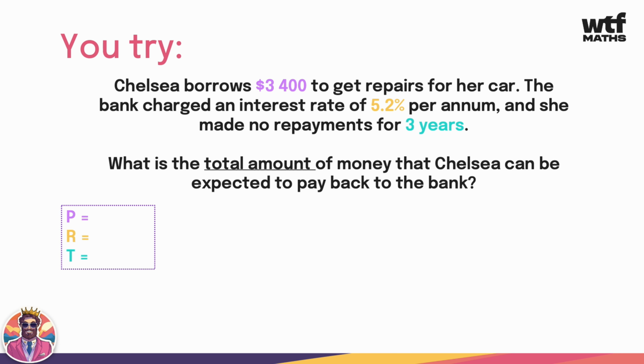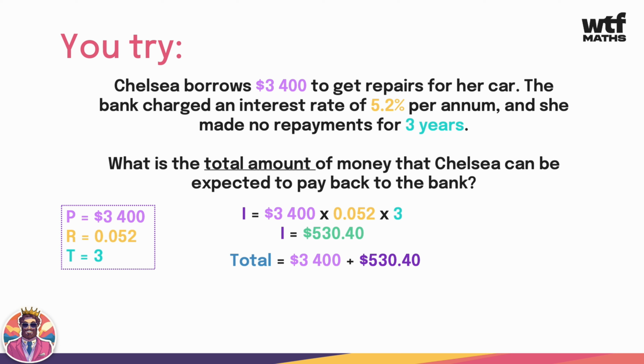So the first thing we want to do is work out our principal, our rate, and our time. So the principal, she borrows $3,400, so we're going to make that our P value. The next thing, the rate, was 5.2%, so we're going to write that as a decimal as 0.052. And finally, she borrowed the money for 3 years, so T is going to be 3. If we place those numbers into the formula, we can multiply it out and we'll get $530.40.